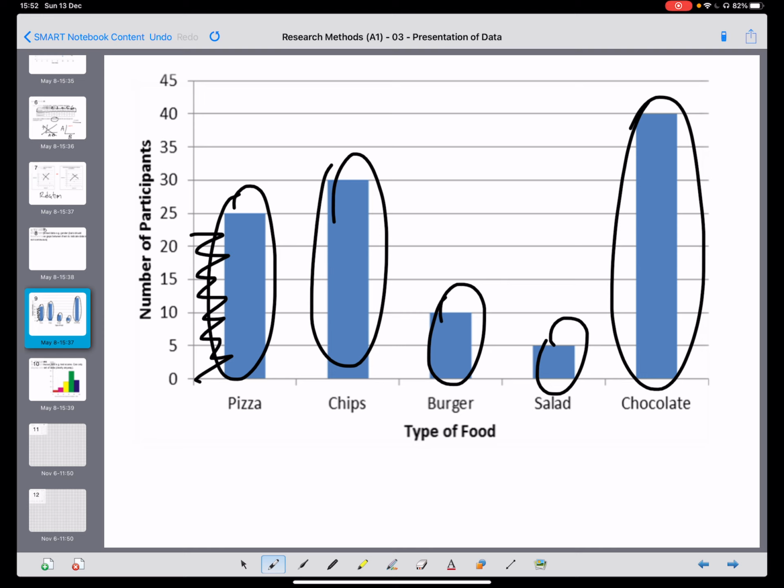And what is quite clear from this particular diagram, we can see it's about food preferences, and we can see potentially that chocolate is the most popular, with the number of participants who liked chocolate over pizza and chips and things like that. So the bar's height represents what it is that we're looking at. And I think probably the best way for you to look at it is to practice it.